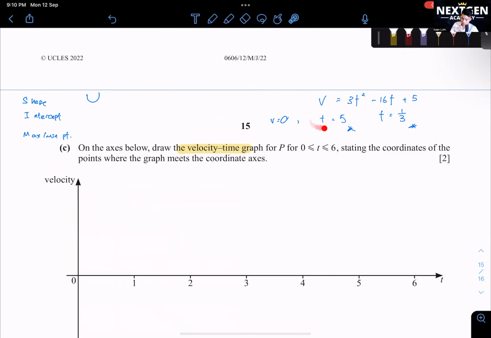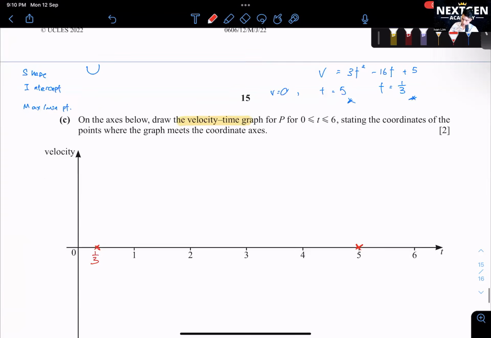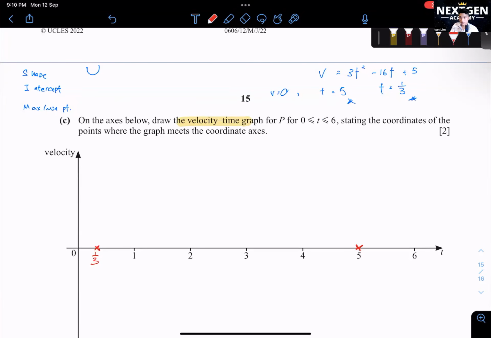My intercept, so I know what's my x-intercept, which is 5 and 1 over 3. So probably around here, 1 over 3 and 5. If you want to find where's your minimum point, actually you don't need to, don't do extra things, because you only need to show your coordinate axis, like where it intersects the x and the y-intercept, to get the full marks. But you just need to know it's actually in between the two solutions, which is your x-intercept.